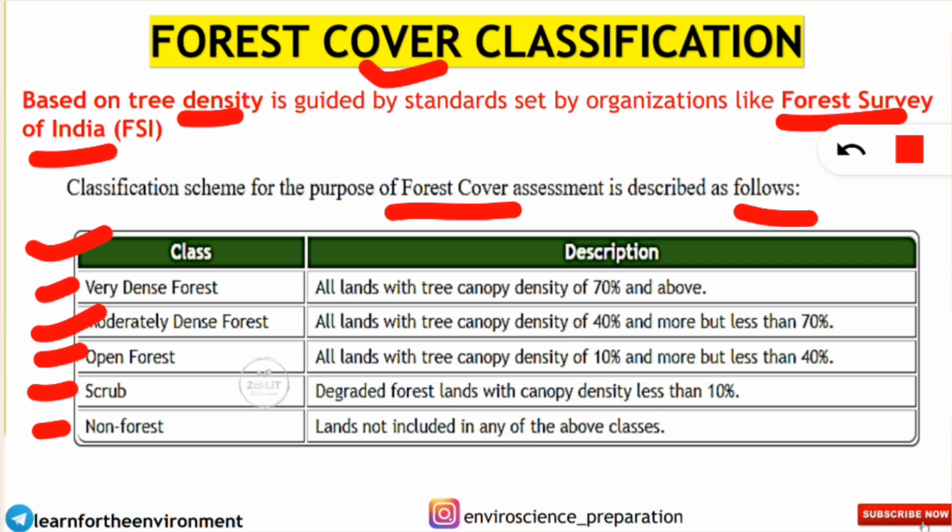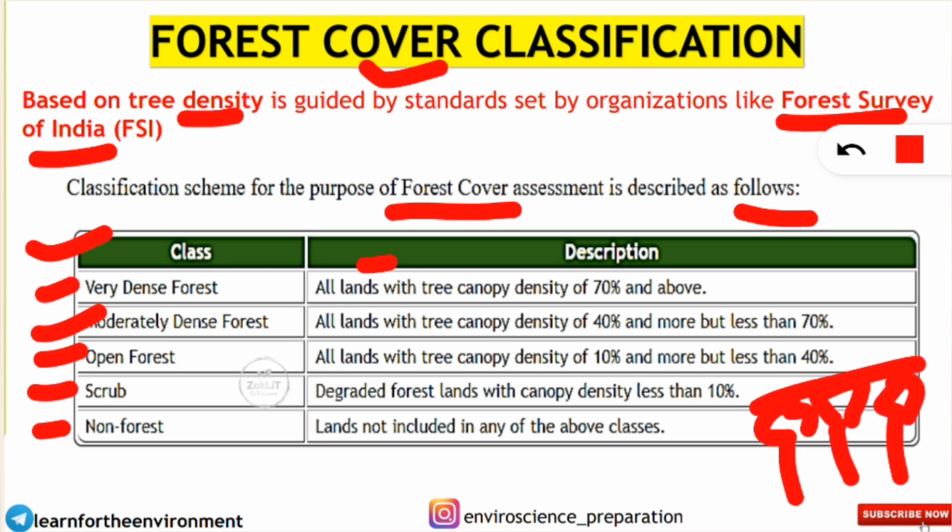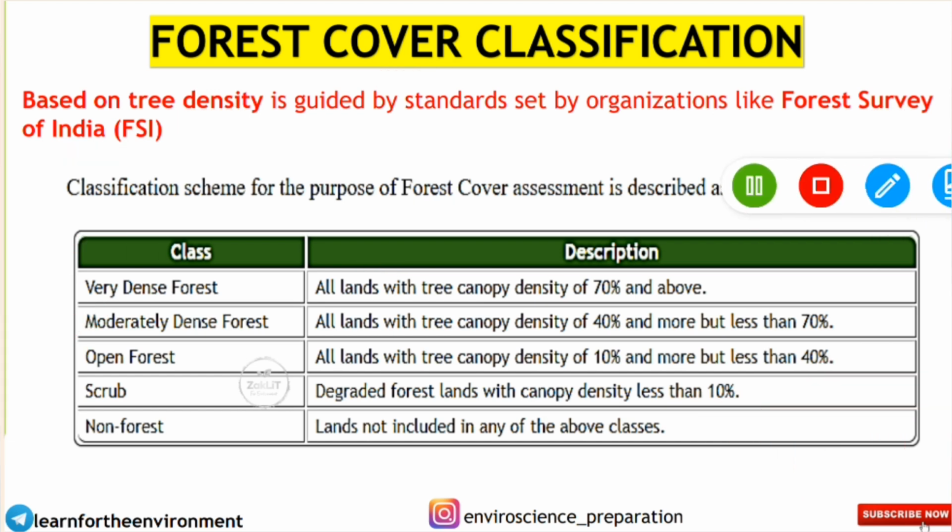So what does very dense forest mean? All lands with tree canopy, let us assume these are trees. The canopy means the top layer. So all lands with tree canopy density of 70% and above. From the top, if the canopy has 70% density or above in all the lands covering that forest, it will be called very dense forest. I hope you have understood.